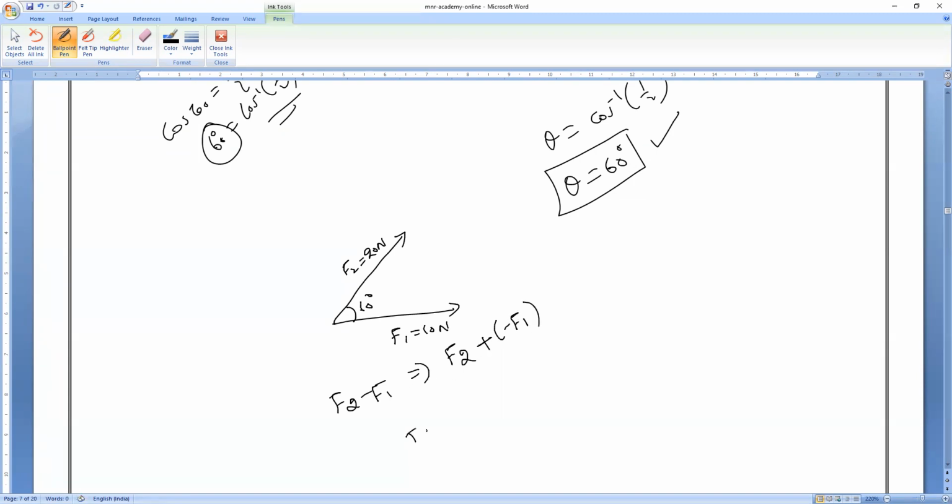And as well as you have to find tan alpha. Tan alpha means the direction of the resultant. Clear? Okay, will you all find it or not? Yes, sir. Yeah, you all can try it.